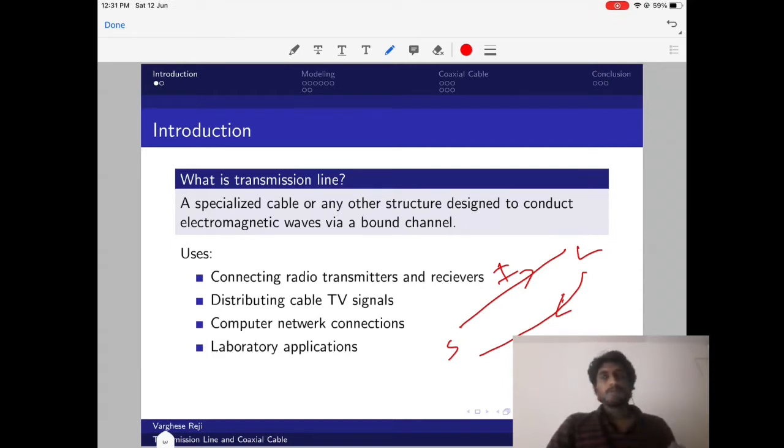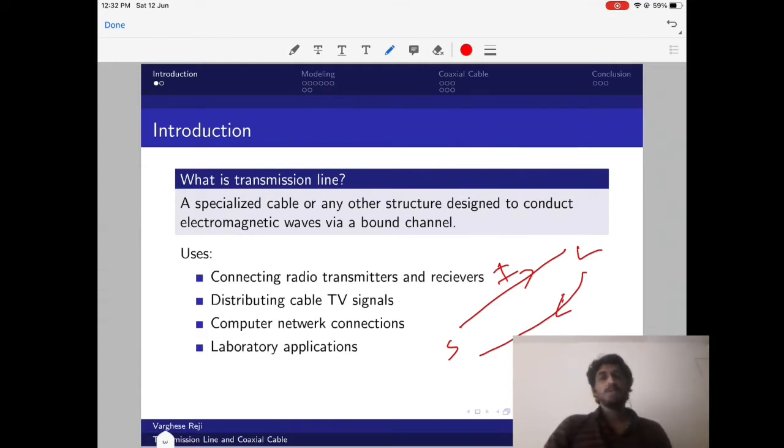Now, what are the examples of transmission lines? One example is coaxial cable. Another example is the connections we use in circuit boards. There will be circuit boards and there will be connections in that circuit. Sometimes we call waveguides and optical fibers transmission lines, but here we do not consider them as transmission lines because their mechanism is different.